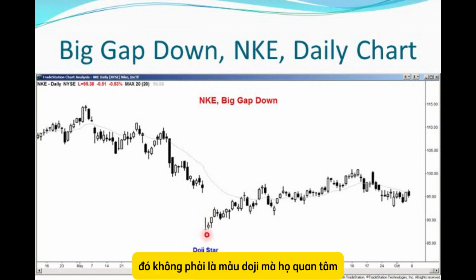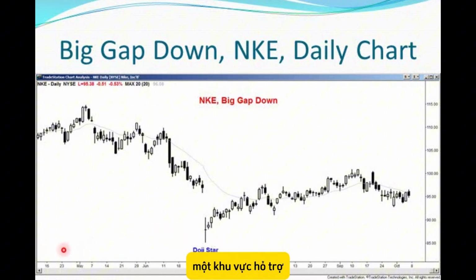So it's not the doji pattern that they're interested in. They're interested in all the bars to the left. I don't have much on the left here, but in actual fact, this is fairly close to the bottom of a trading range, a support area.